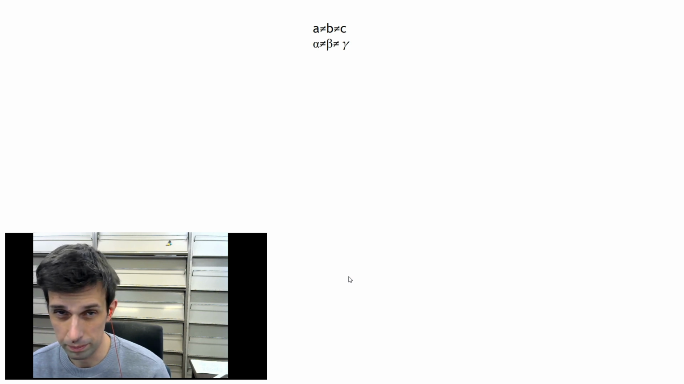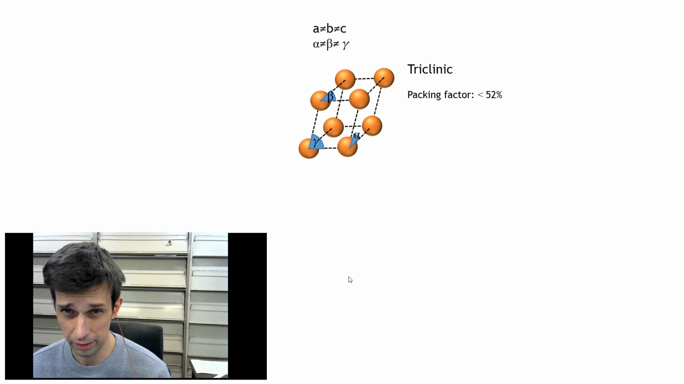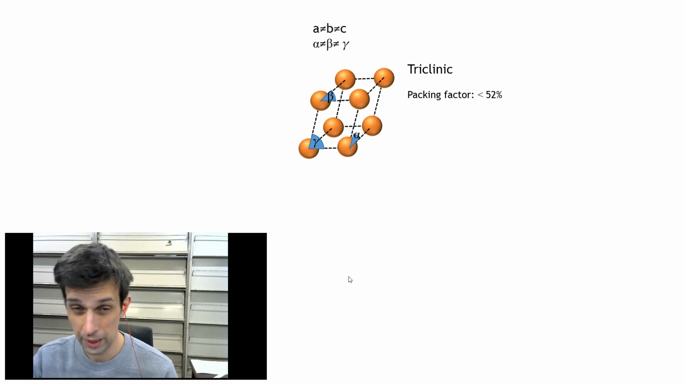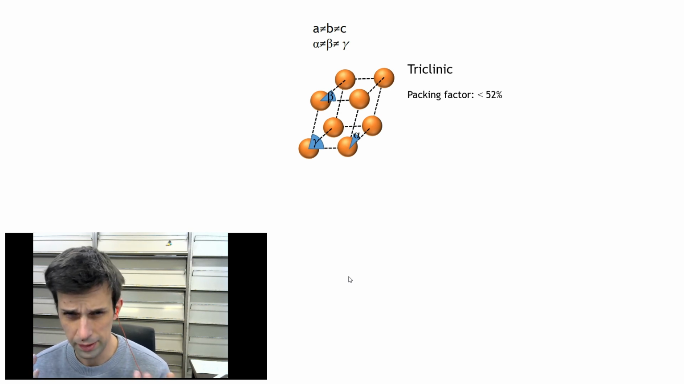Then we have the most extreme case, in which the lengths of the three sides are different and the three angles are different, and this is the triclinic structure. This is the example in which everything is basically deformed. We stretched, we squeezed, we pulled. So we have different lengths, different angles. And this is the structure that has the least symmetry, it is not symmetric at all.